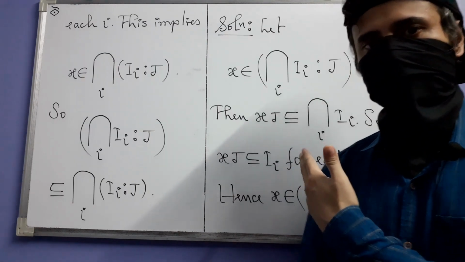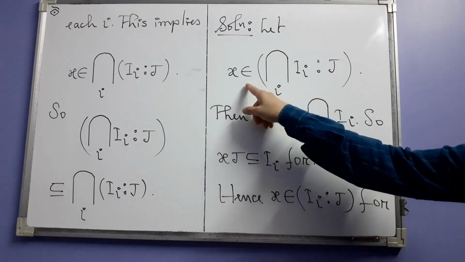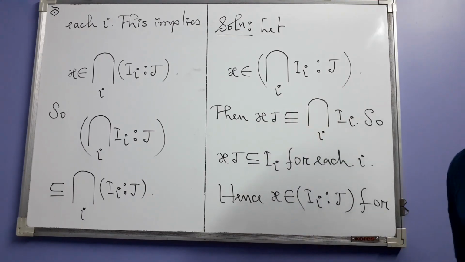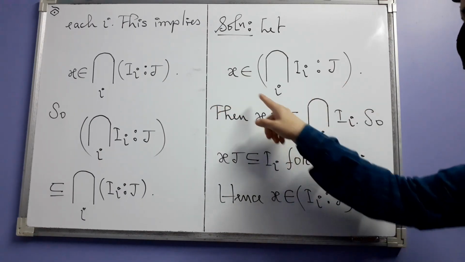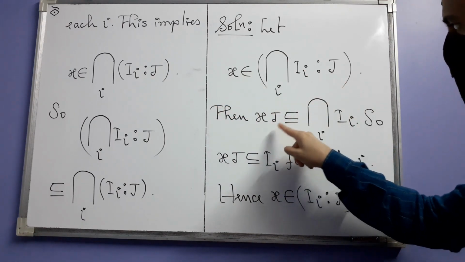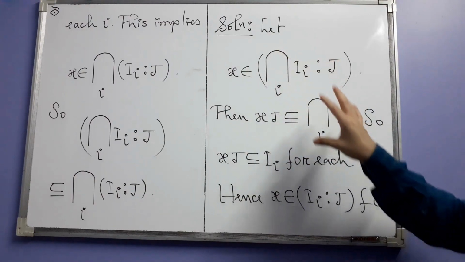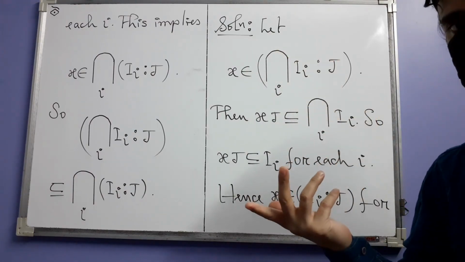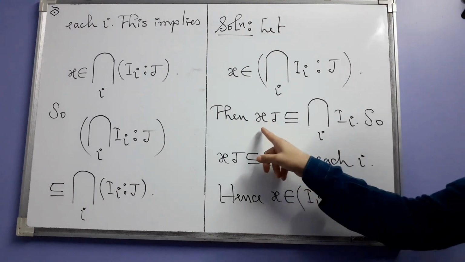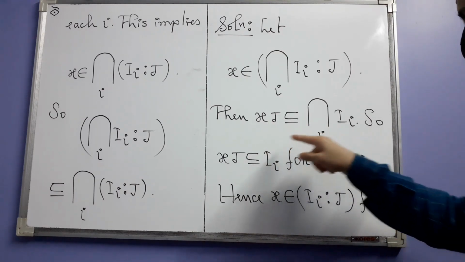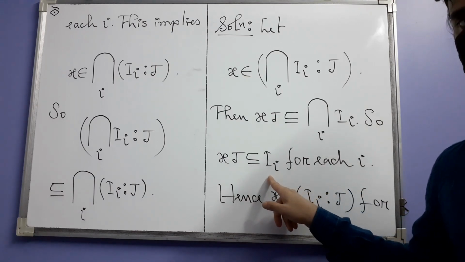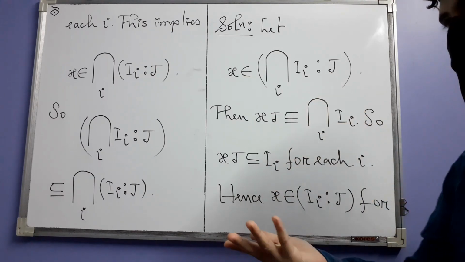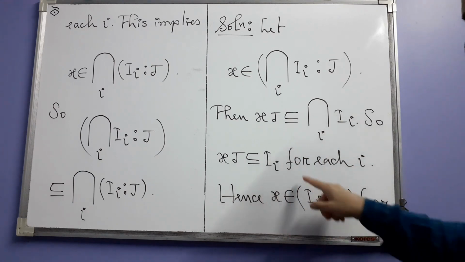Okay, so we start the solution like this. We first take any element in this ideal quotient. So let that element be x. Then by the definition of this ideal quotient, xJ is a subset of the first ideal, which in this case is an intersection. So because xJ is a subset of this intersection, xJ would be a subset of each ideal I_i, because this intersection itself is a subset of each I_i for each i.